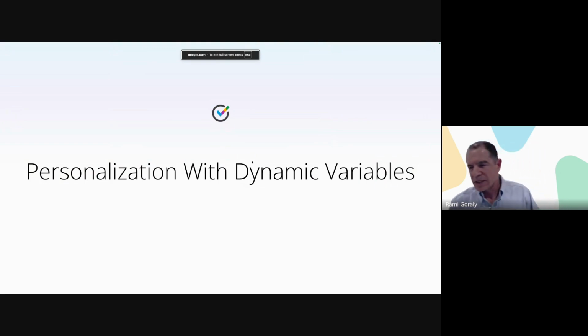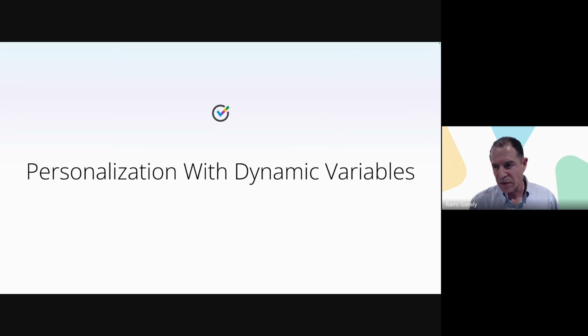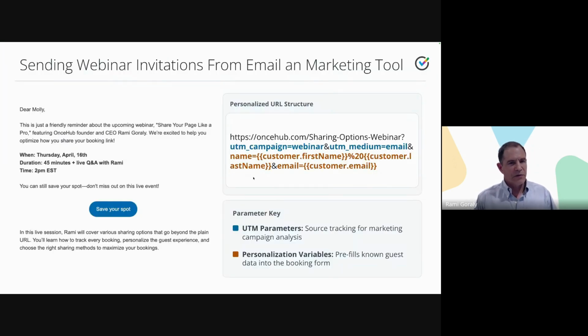But the main use case for this scenario when you send emails is not to use static variables. You want to use dynamic variables. So what are dynamic variables? Dynamic variables are basically variables that get values automatically and add the value for each customer.